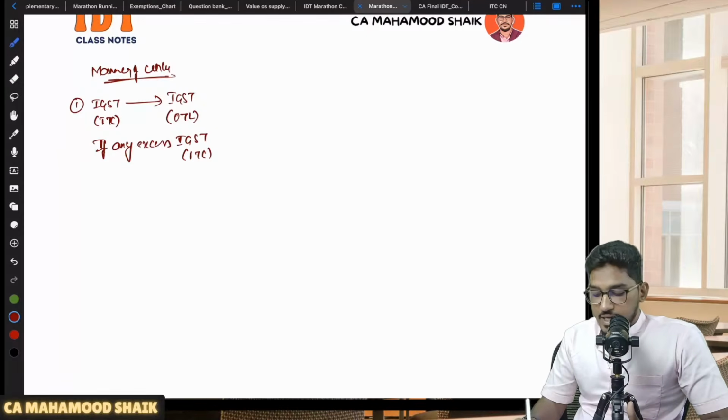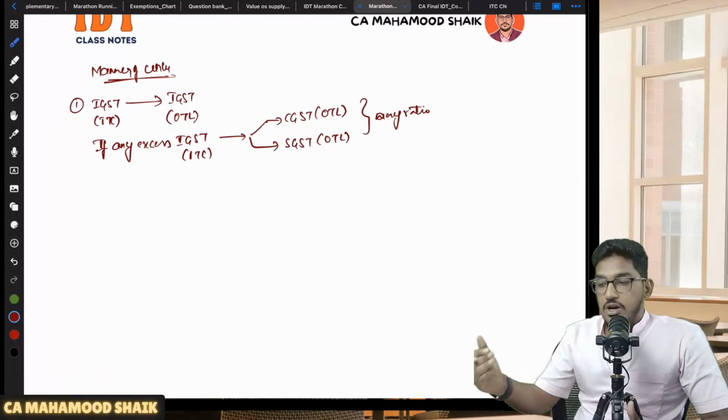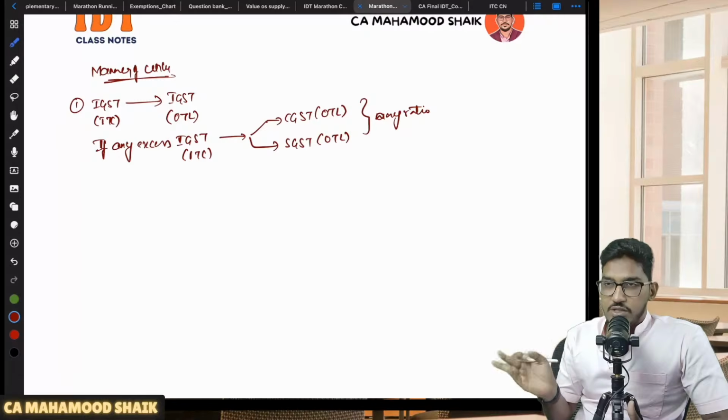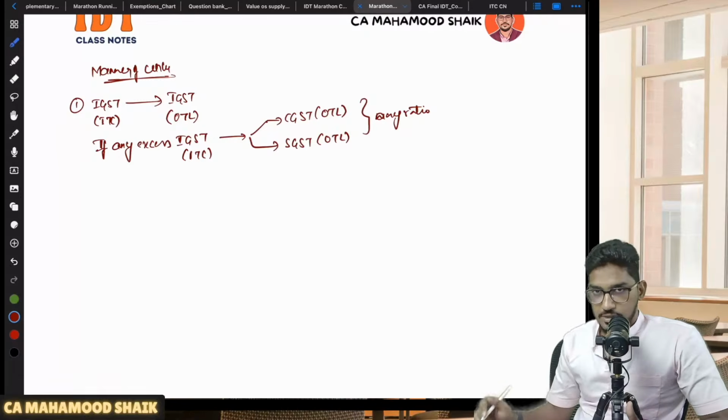After that, if any excess IGST credit is available, that you can use it for CGST output tax liability, or you can use it for discharging SGST output tax liability in whatever manner you want. Any ratio, any proportion. You can either fully use it for CGST, or you can fully use it for SGST, or you can divide it in some ratio, 50-50 you can do, 60-40 you can do, 40-60 you can do, any ratio. In whatever manner you want, you can use it.